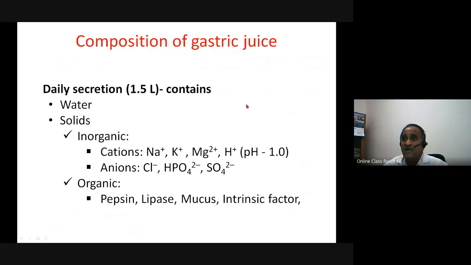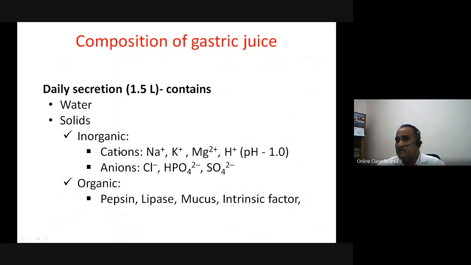Then comes the composition of gastric juice. Daily we secrete around 1 to 2 liters, approximately 1.5 liters on average. This gastric juice contains 99% or even 99.5% water. The remaining 0.5% is solids. In the solids, we have inorganic ions and organic components.